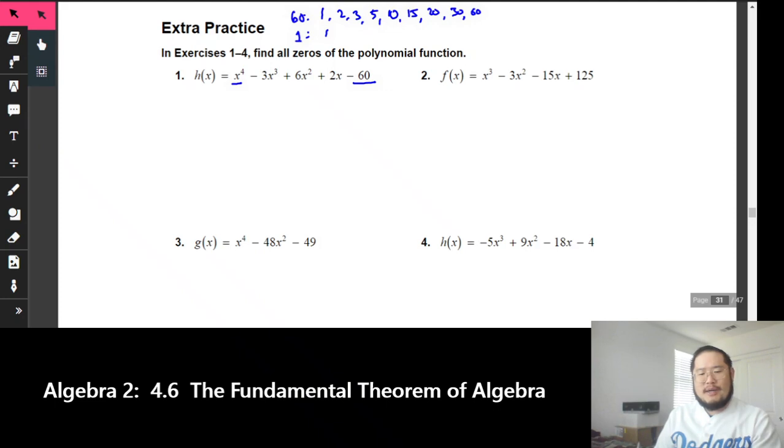My magic ball tells me right here that one of the factors that I should try out, or the solutions, is -2. Okay, so we're going to use our synthetic division. And remember, we're going to go ahead and plug in our coefficients. So we have 1, -3, 6, 2, -60. And let's go ahead and go through the process right here.